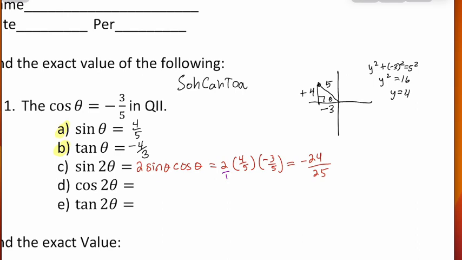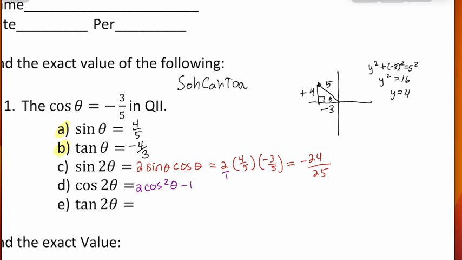Now let's move on to D. For D, there are 3 different formula options. Each one will get you the exact same answer. You decide which one to use. What I like to do is see what they gave us initially. They gave us the cosine. So in case I messed up my sine, I like to use the formula that only contains what I was given, the cosine. So I'm just going to use 2 cosine squared theta minus 1.